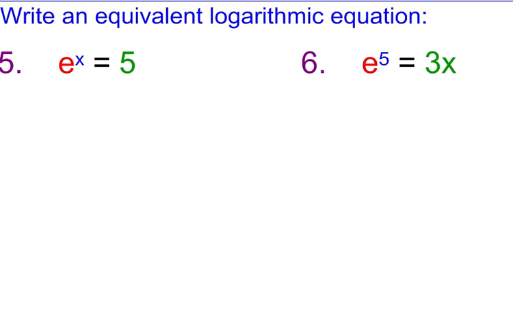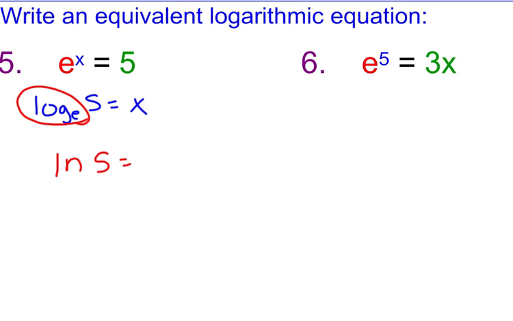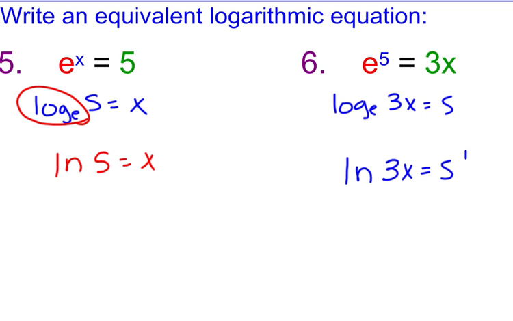And then now we'll move from exponential form to logarithmic. So this would be log base e of 5 equals x. And we're not allowed to leave it like this in any of our answers. In your work, that's fine. But in your answers, you have to replace it with the natural log. So we'd say the natural log of 5 equals x. Number 6, log base e of 3x equals 5. So we'd write the natural log of 3x equals 5.